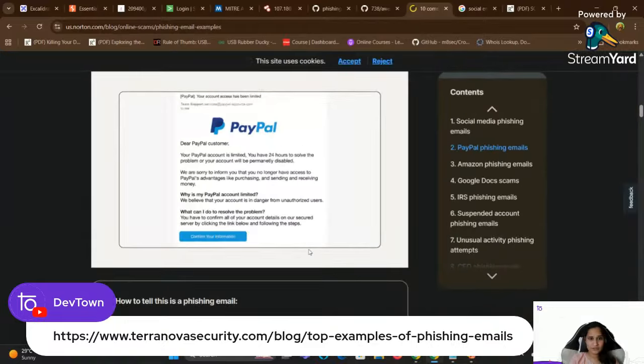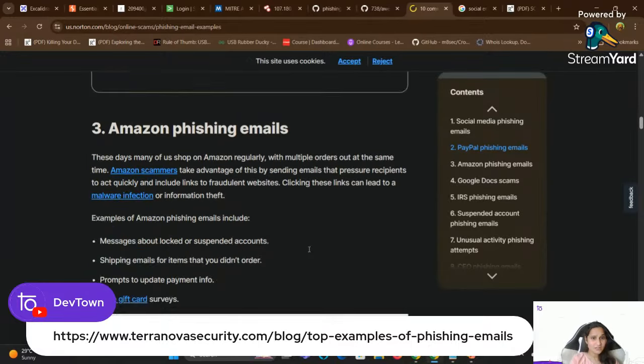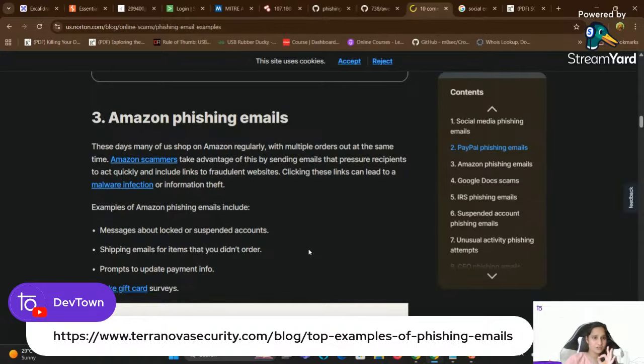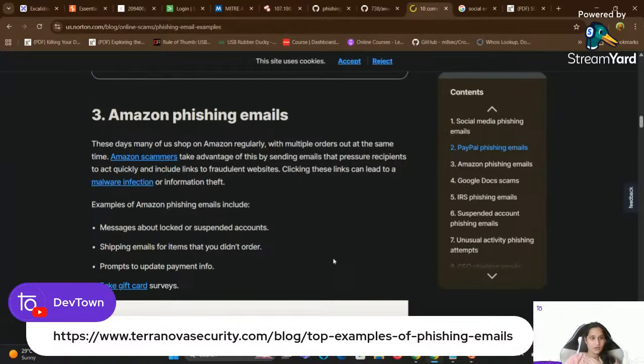Moving on further, guys, we'll be discussing the third topic, Amazon phishing emails. Many of us shop on Amazon regularly, and scammers take advantage of this by sending emails that pressure recipients to act quickly and include links to fraudulent websites. AI is really very dangerous, Kevin.